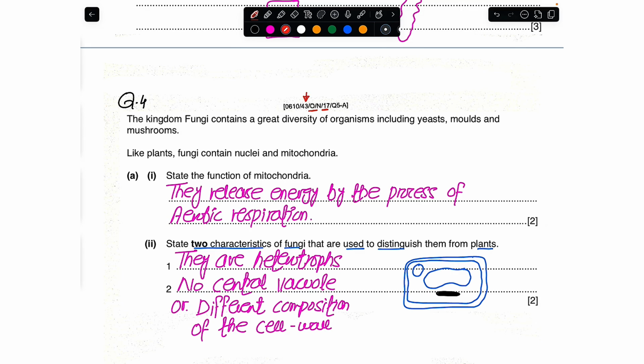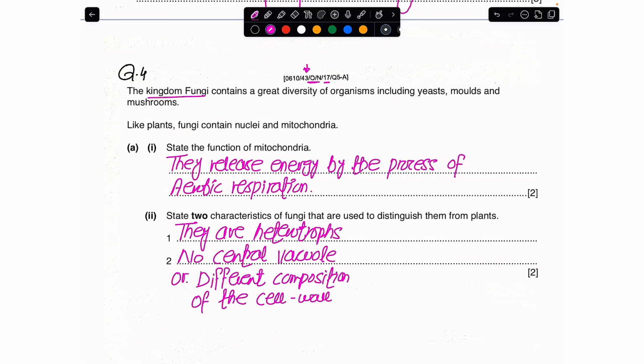Moving onward to the next question, this came in October November 2017. The variant was 4.3, and this was question number 5, part A of your exam. They say the kingdom Fungi contains a great diversity of organisms and it includes yeast. There are molds in it and there are mushrooms in it.